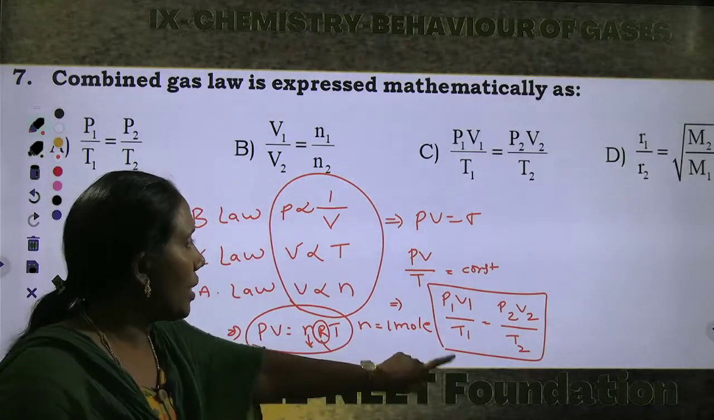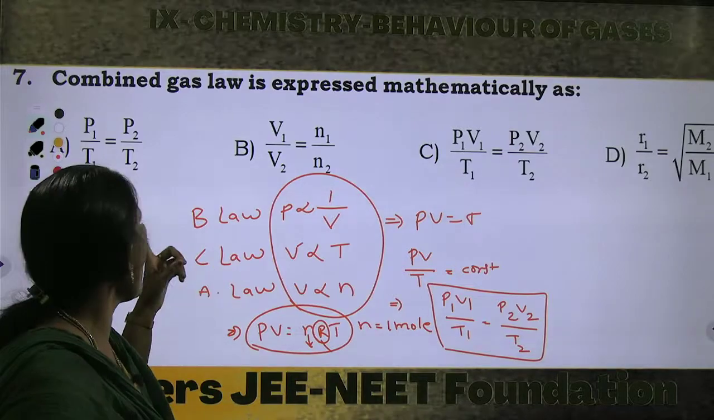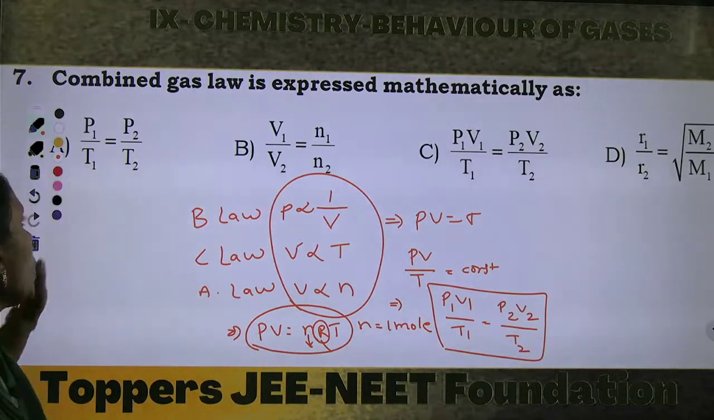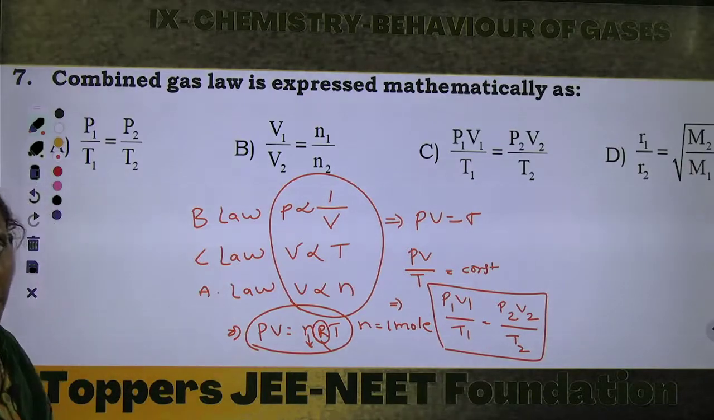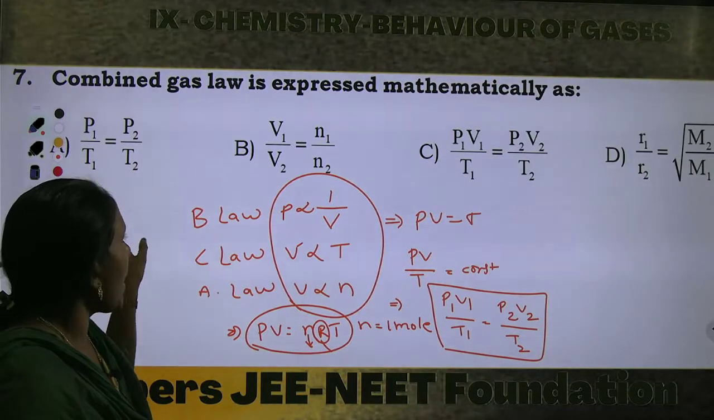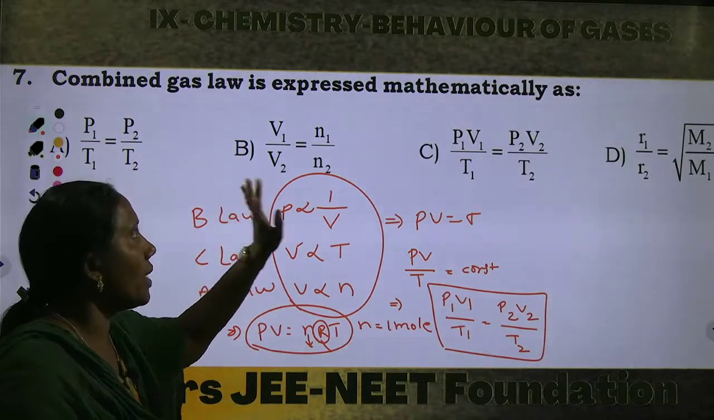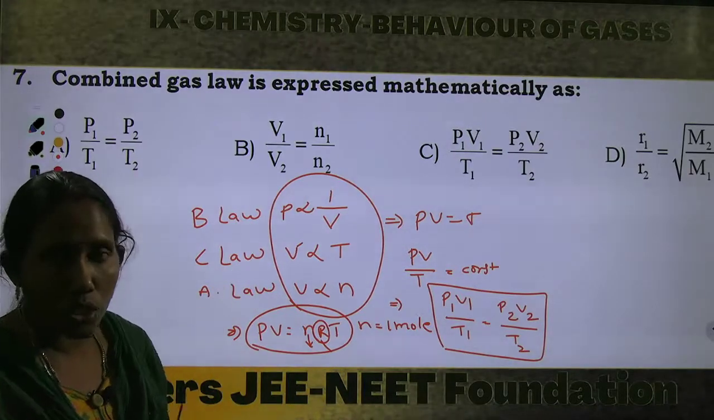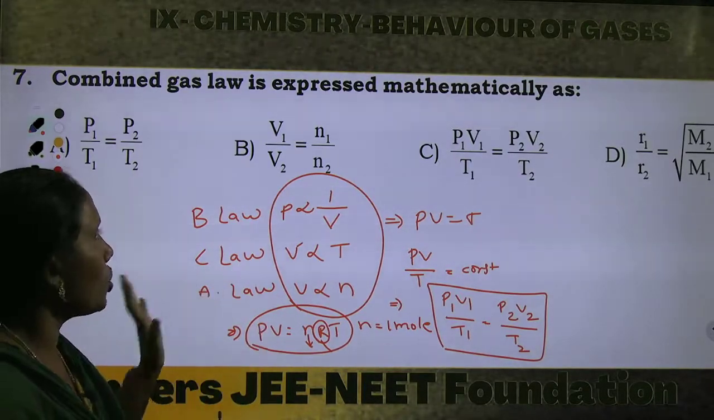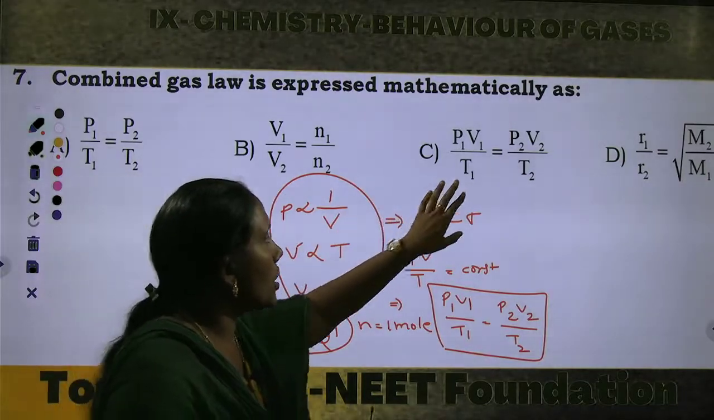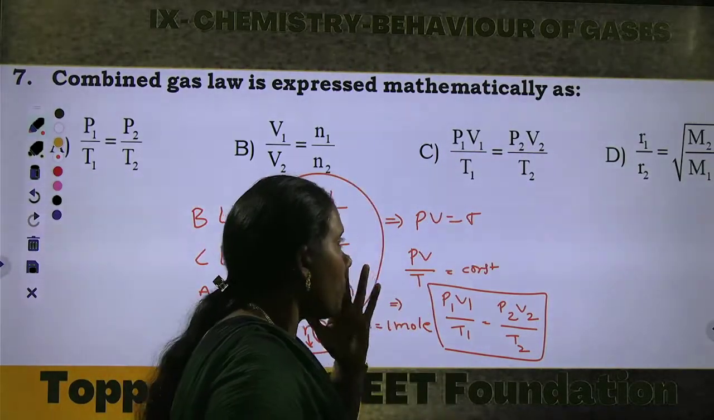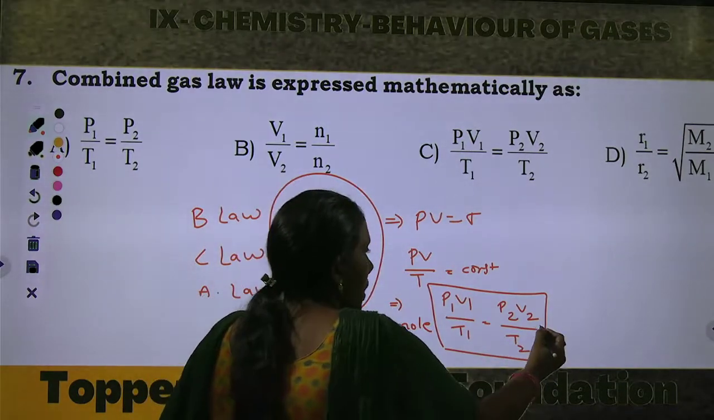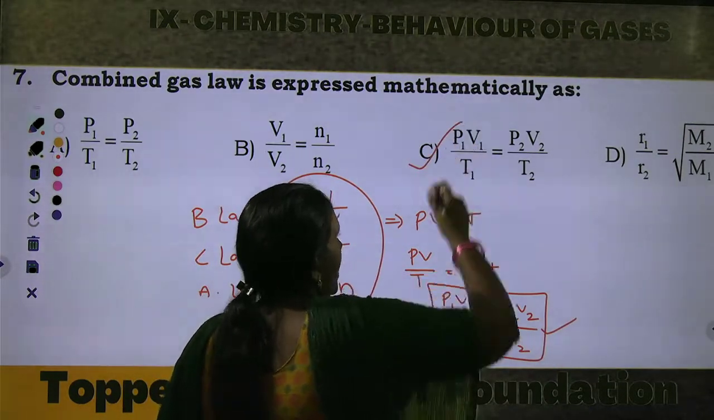Okay, let us see in which option it is there. Coming to the first option, P1 by T1 equals P2 by T2. No, this is not it, because volume is missing. He said combined gas law. Coming to the next, there are only volume and number of moles. There is nothing about pressure and nothing about temperature. Coming to this one, P1V1 by T1 equals P2V2 by T2. This is the expression we got here. So the answer is C.